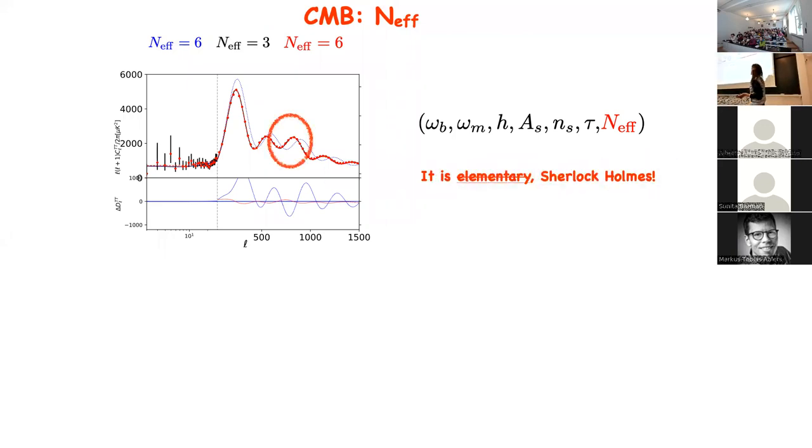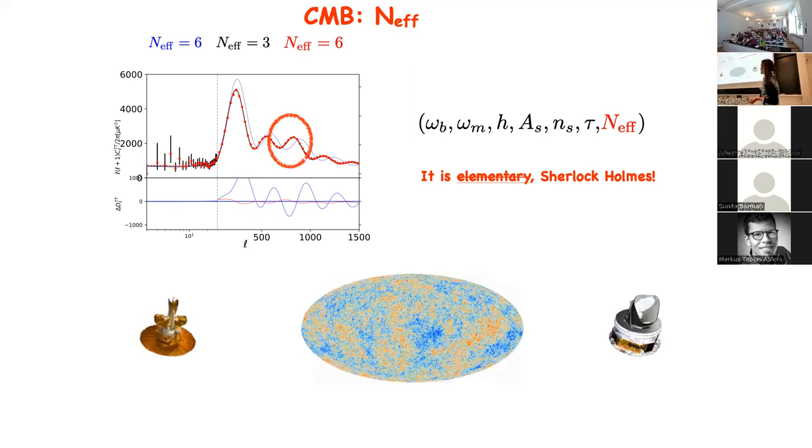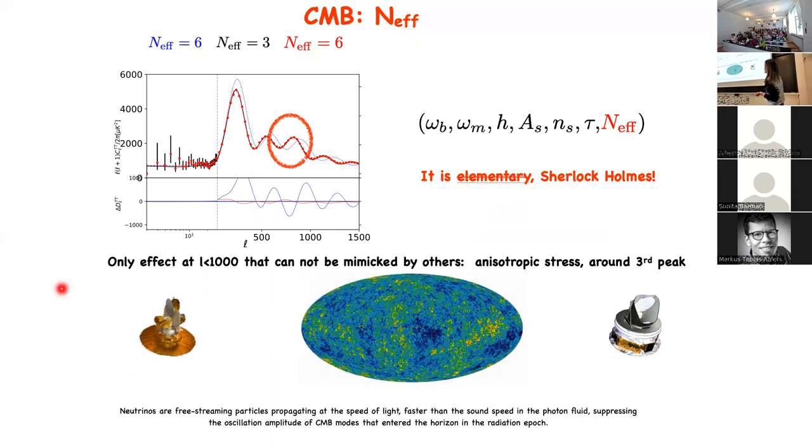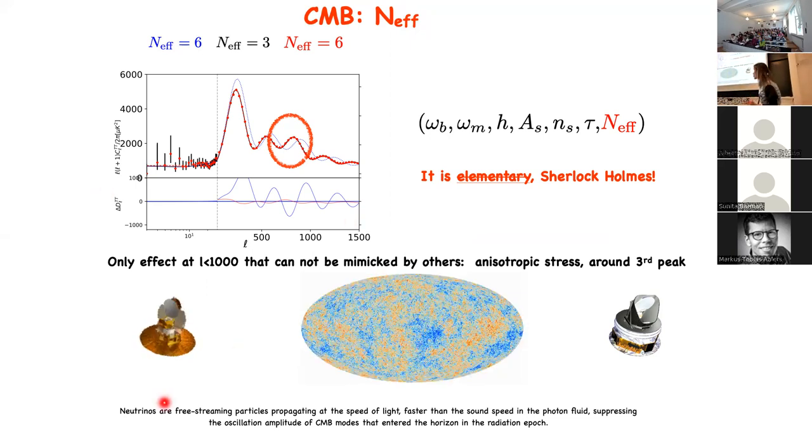What happens is that at the multipoles measured by WMAP and Planck, below 1,000, in that region the only effect that cannot be mimicked by others is the neutrino anisotropic stress. So at low multipoles, the only way of measuring N_eff is via the neutrino anisotropic stress. This is because neutrinos are free-streaming particles, traveling at the speed of light, faster than the sound speed at horizon entry. And they suppress the oscillation modes entering the horizon in the radiation period, okay? So this is the only effect that cannot be mimicked by others.